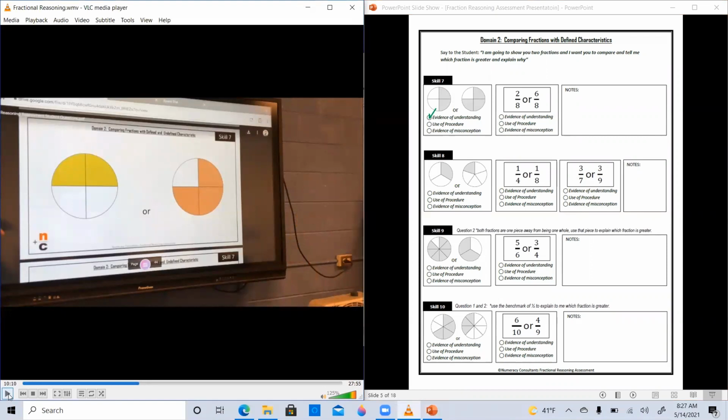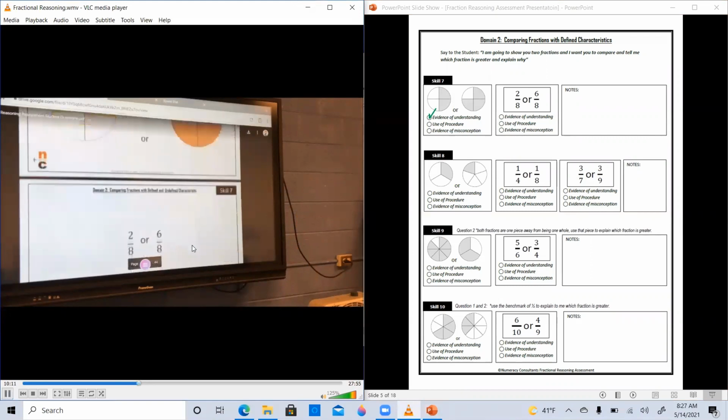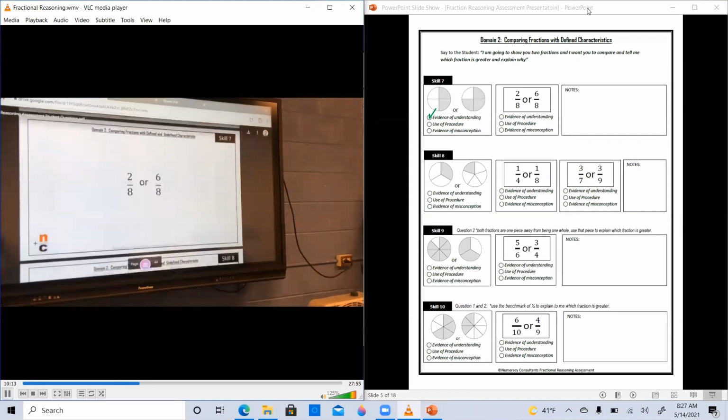All right. Now the next problem is the same concept, but in an abstract form, right? It gives it to them concrete. Can they do it in the concrete? Can they transfer it to the abstract? Good. Okay, which is greater or which is more, 2/8 or 6/8?